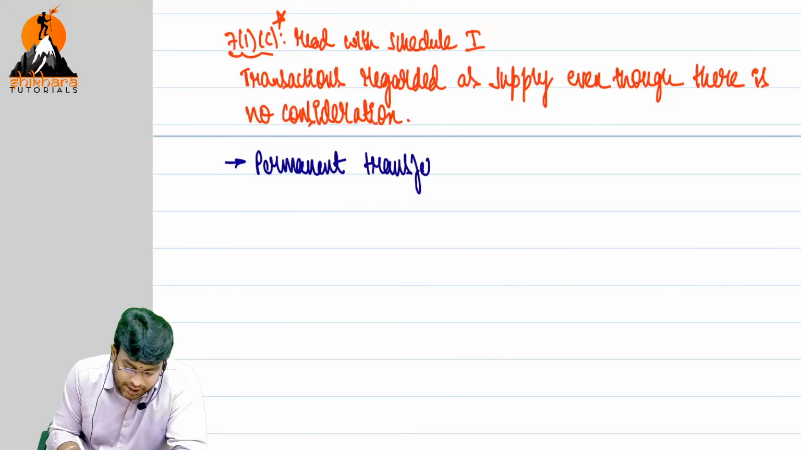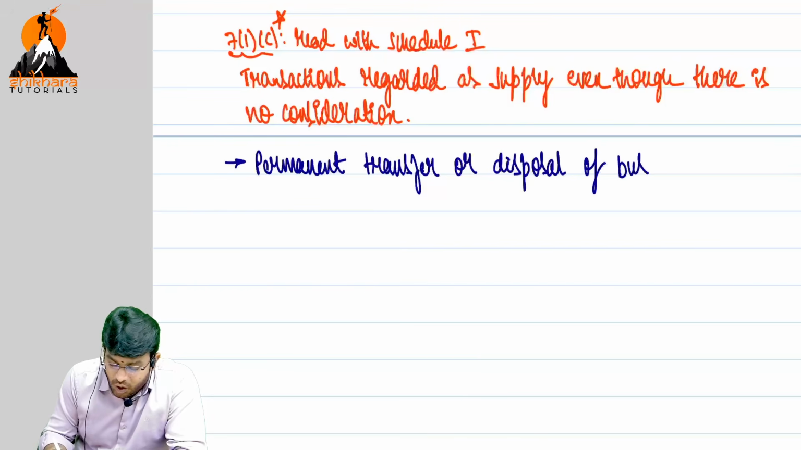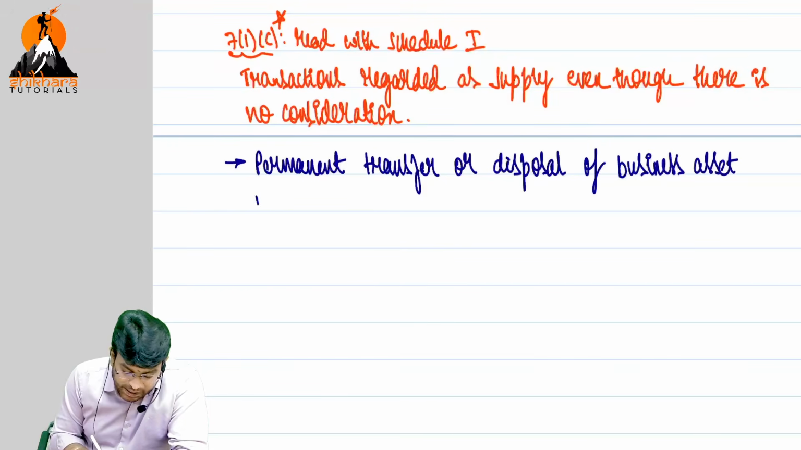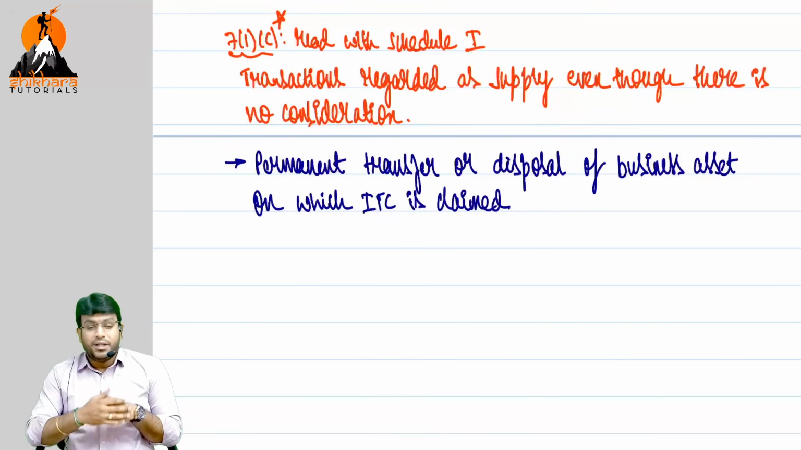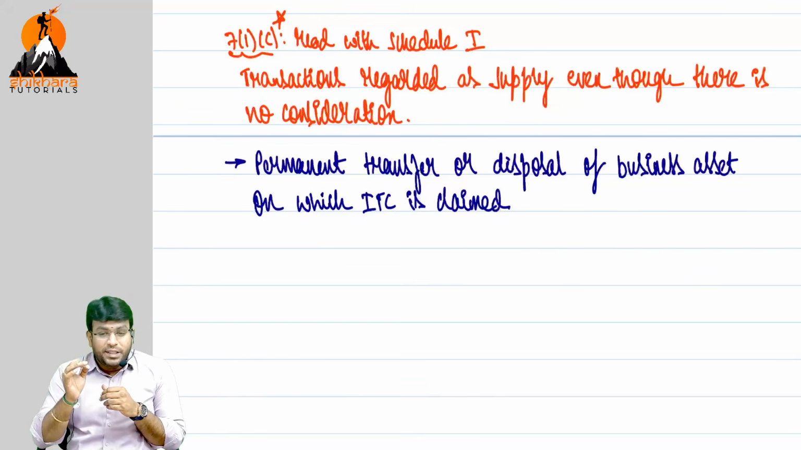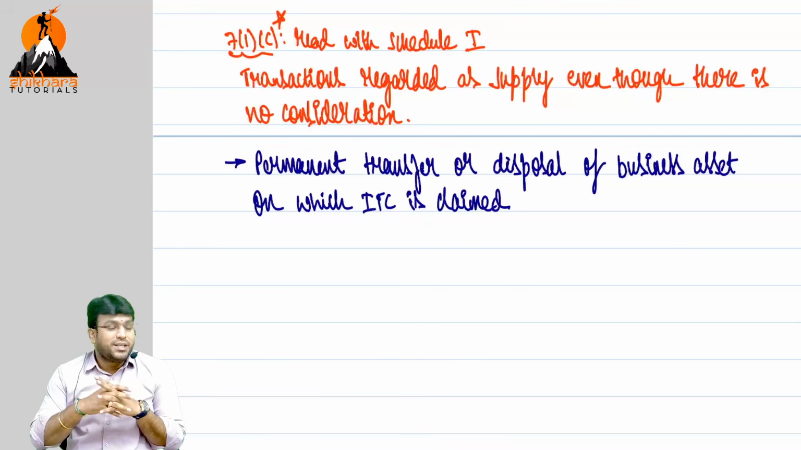First point talks about permanent transfer or disposal of business asset on which ITC is claimed. Come on, read that line. Permanent transfer or disposal of business asset on which ITC is claimed.